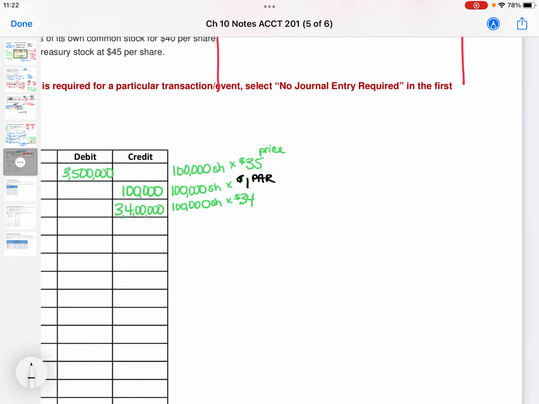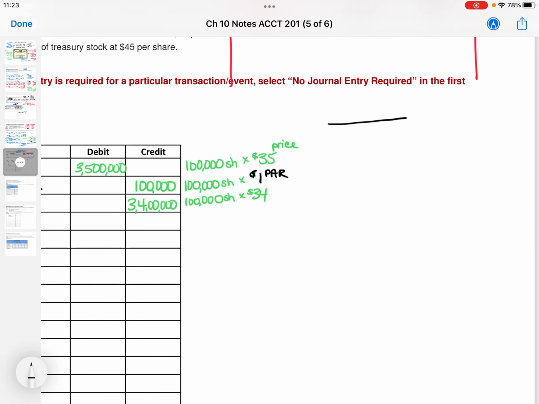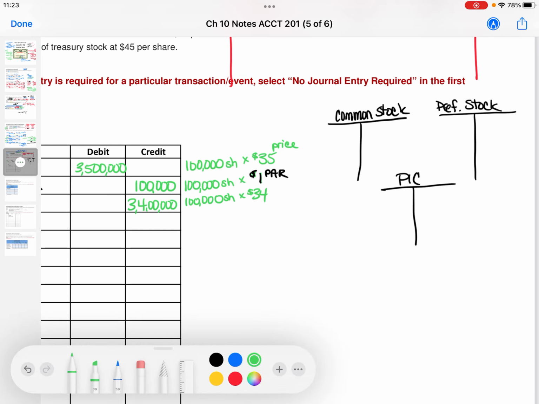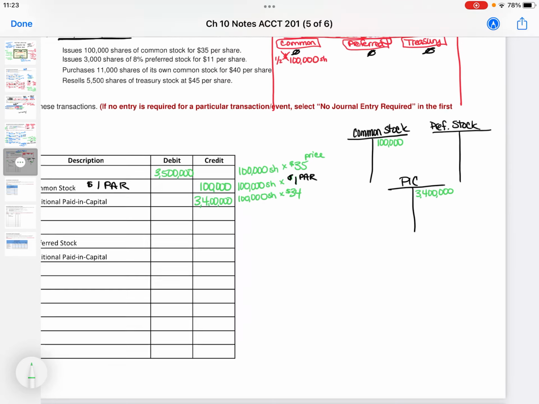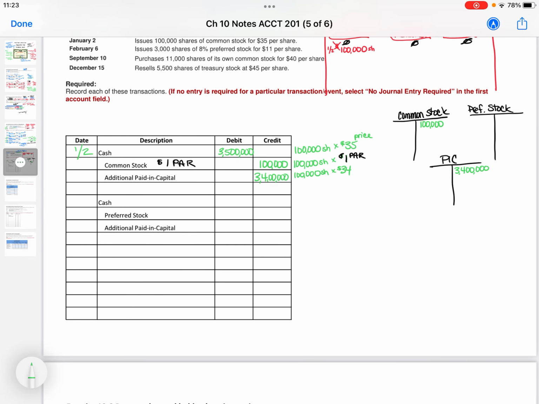So off to the side here, I'm going to do a common stock. I know I'm going to need a preferred stock in just a minute, so I might as well just write this one in too. Preferred stock. And then I'm also going to do a PIC account. Okay, let's put these entries in. So common is $100,000. And PIC is 3.4 million. I'm not doing cash. We don't need to keep track of cash.